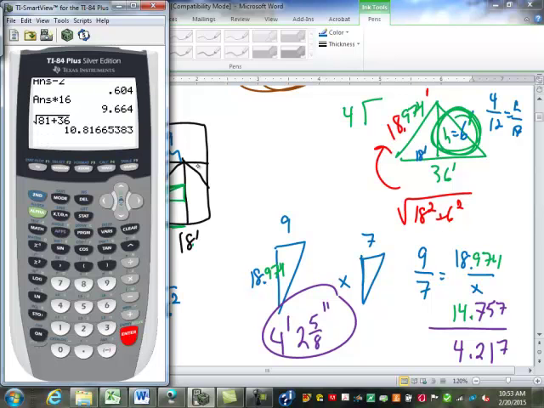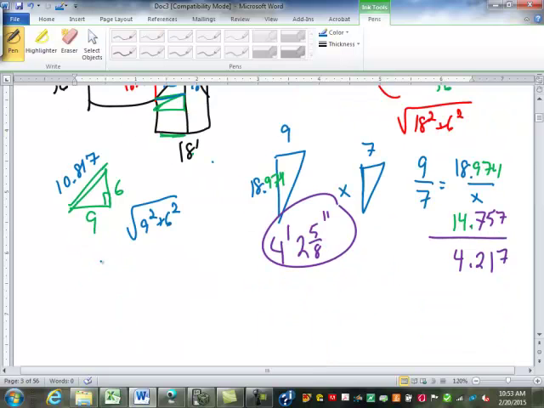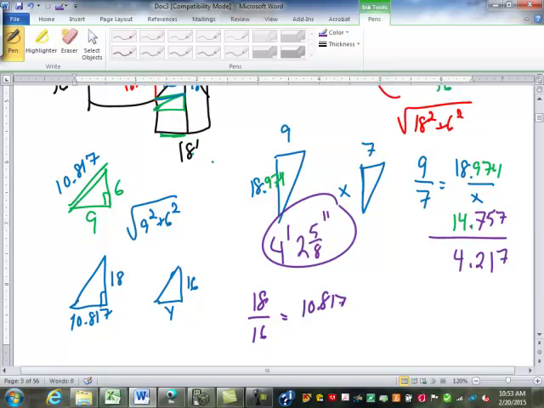Yep, because they match the peak, so they got to be the same height. 10.817 I get here. So then, of course, that's 10.817 at, this will be 18 feet. This next one will be at 16 feet. So it's going to look like this. 10.817 at 18. Then we've got y at 16, giving us the proportion. 18 goes to 16 as 10.817 goes to y.